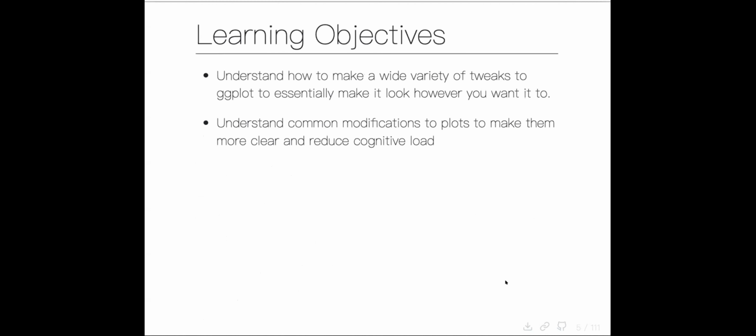So the learning objectives for today: understand how to make a wide variety of tweaks to ggplot to basically make it look however you want, okay? And this is really important: understand common modifications to plots to make them more clear and reduce cognitive load, right? That's what all of this is about in terms of building up visuals for communication. Again, that's different than exploration. If you're building it for communication, then you're probably going to spend a lot more time on that plot, and doing some of these things like direct labeling of points can be really helpful.